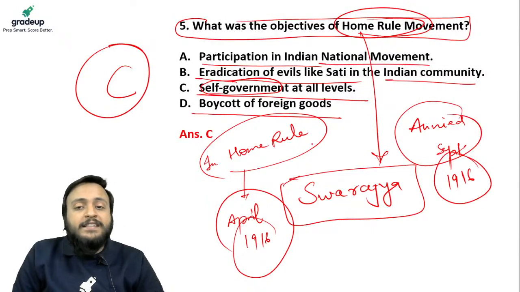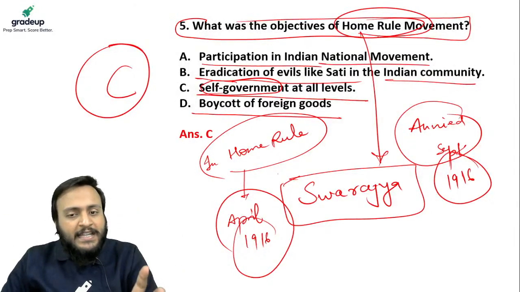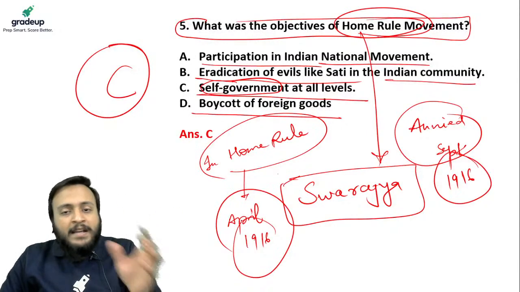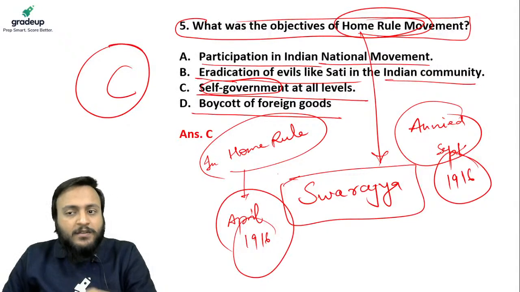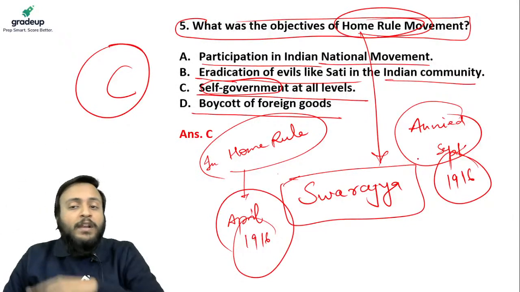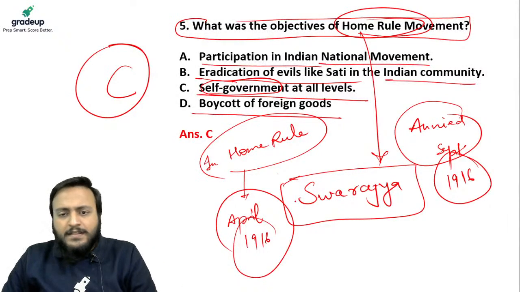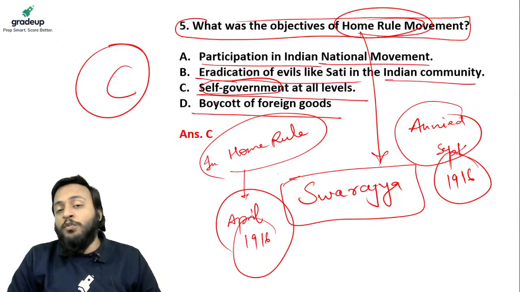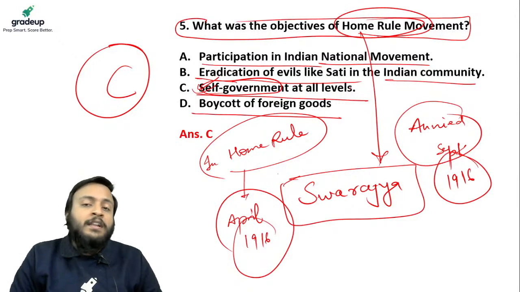So both of these leaders, Tilak and Annie Besant, founded their own home rule leagues working in different areas. Tilak's home rule league worked in Maharashtra and Karnataka, excluding Bombay city, and Annie Besant's home rule league worked in the whole country except Maharashtra and Karnataka, and also some parts of the Central Provinces. So this is about the home rule movement, guys. Their target was self-government at all levels.